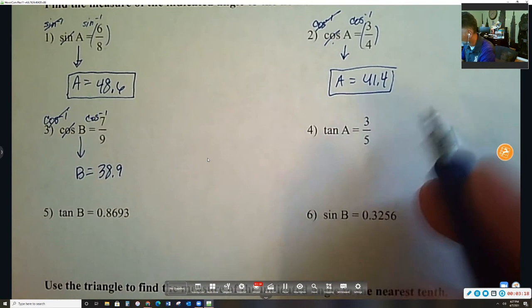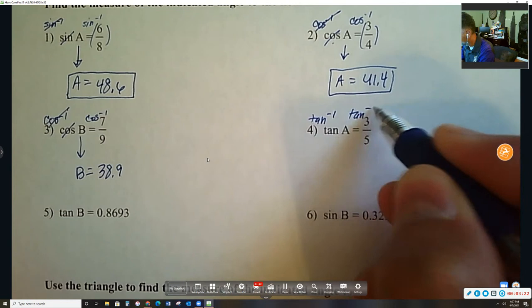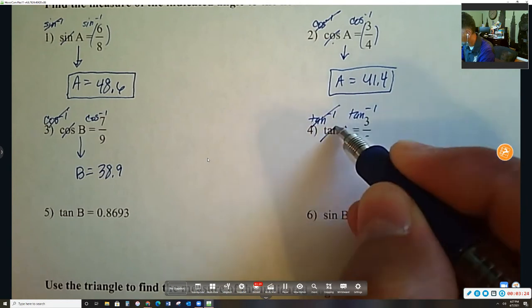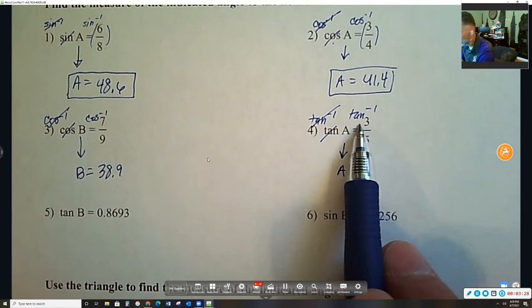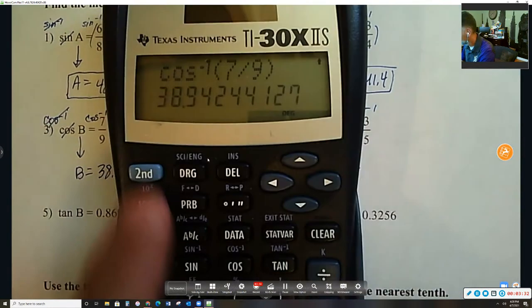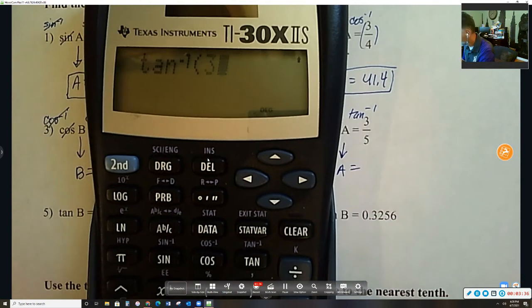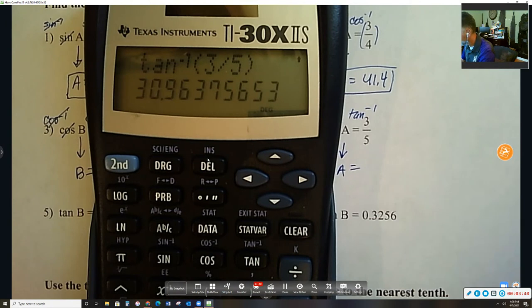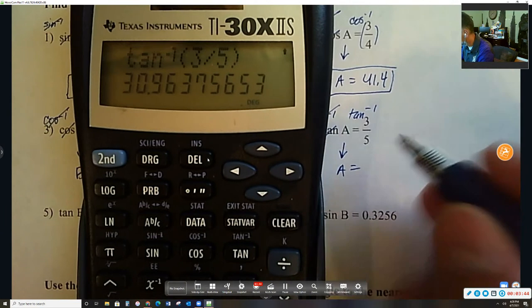Here I want A by itself. I want to get rid of tangent. So we're going to use the tangent inverse. Tangent inverse and tangent cancel. The A comes down. And then this is what I type in the calculator. Second, tangent inverse, 3/5. And then that's 30. It's actually 31.